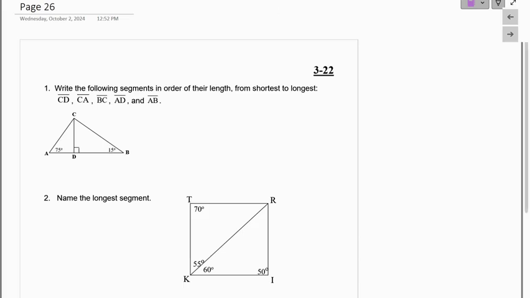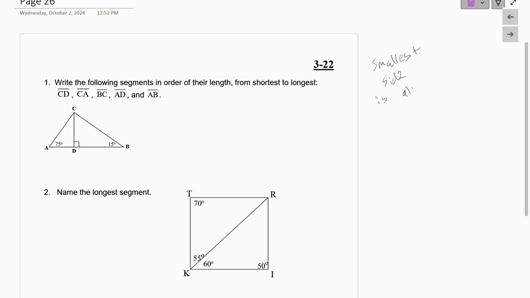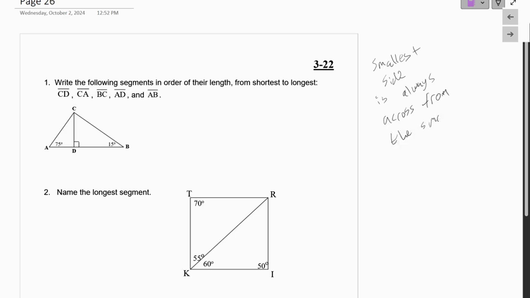Today we're going to do 3-22 and 3-23. So the key with these pages is the idea that in a triangle, the smallest side is always across from the smallest angle. And then the largest side is also across from the largest angle. It's a concept you've probably learned before, but that's what we're going to apply here.